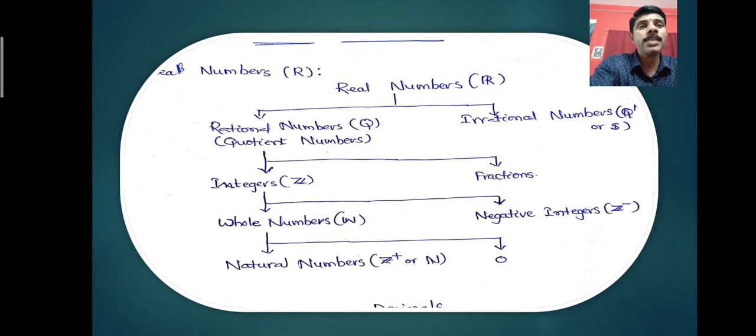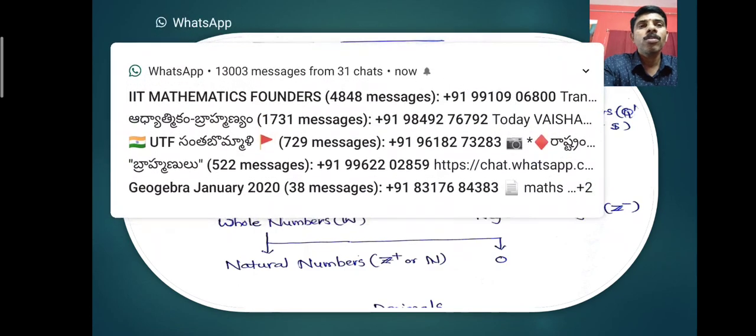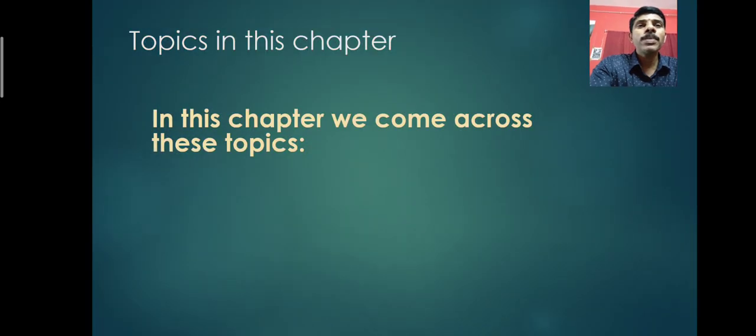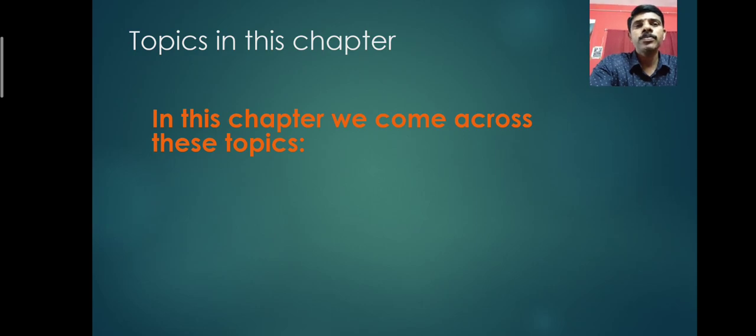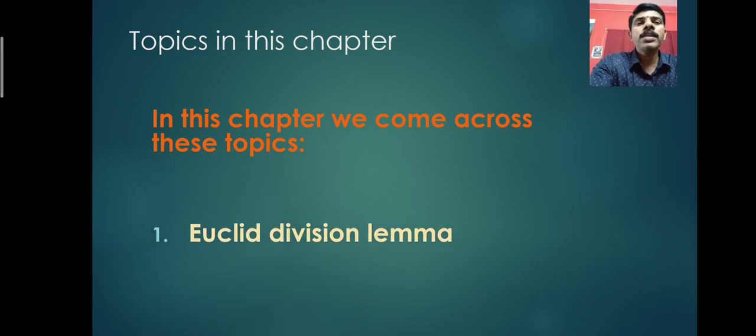Similarly, the concepts which are mentioned in this chapter also start from natural numbers and go to real numbers. First of all, topics in this chapter, we come across these topics. The first one is Euclid division lemma.